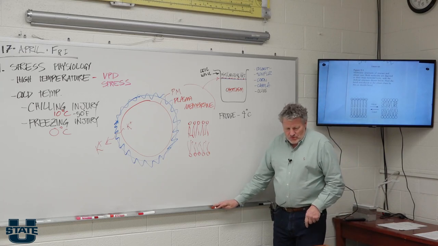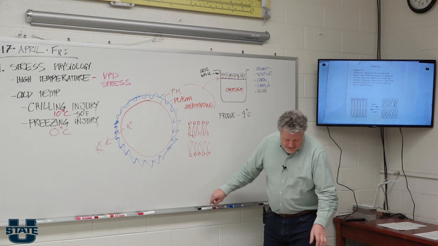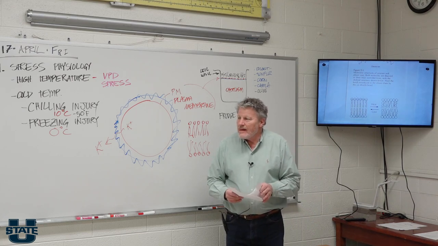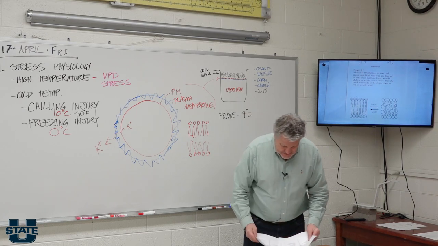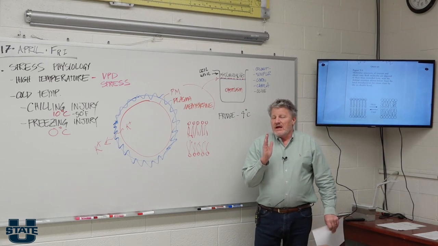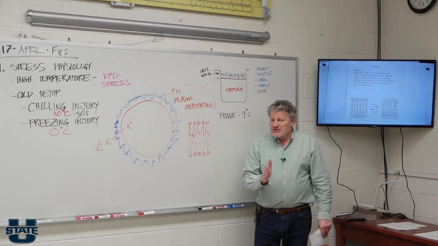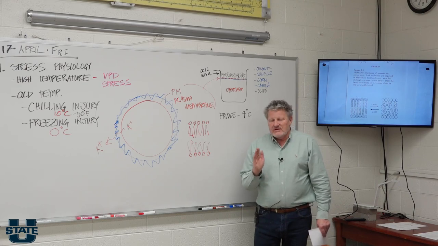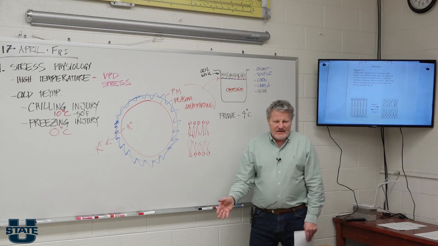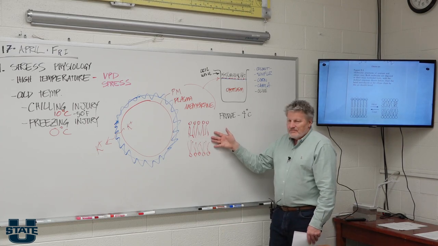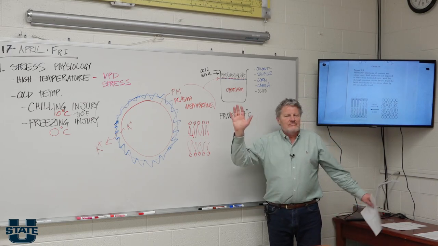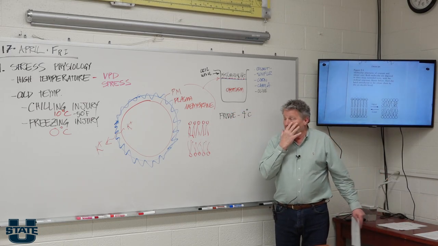Let me show you a chart that I have made that helps drive this home. Many species of crops do not get chilling injury. They just don't have it. The structure of the lipids in their membranes are such, they stay liquid down to cool temperatures, down to zero.